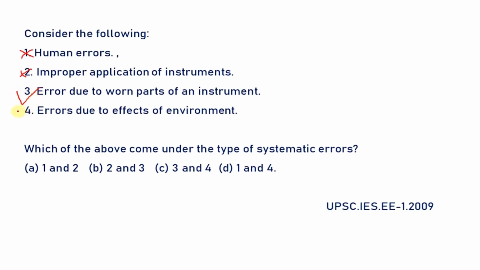And option 4 is given, errors due to effects of environment. So this is also called the environmental error, which comes under instrumental error or systematic error. So options 3 and 4 are correct. So C will be the correct option. This is also asked in IES 2009. Let's go to the next question.